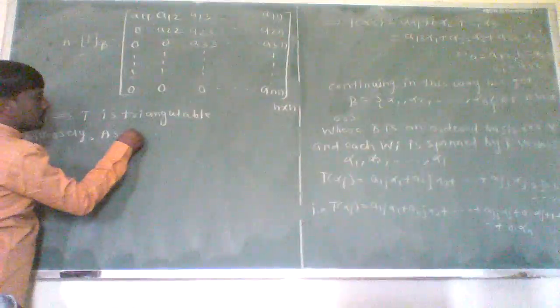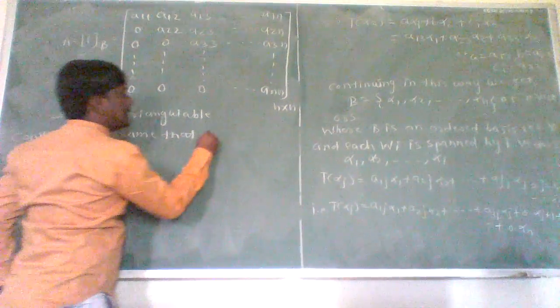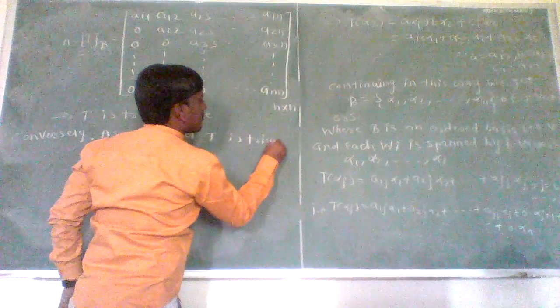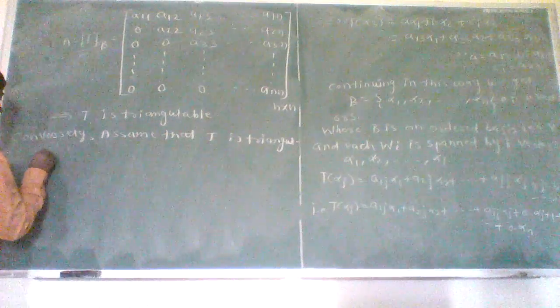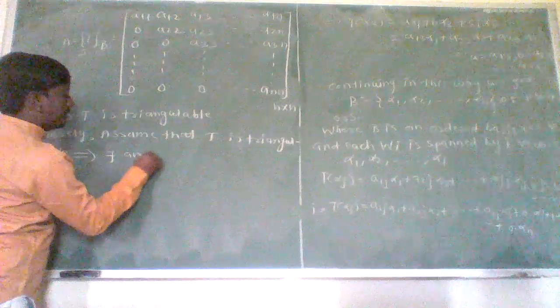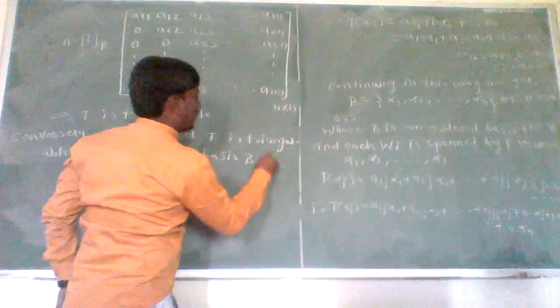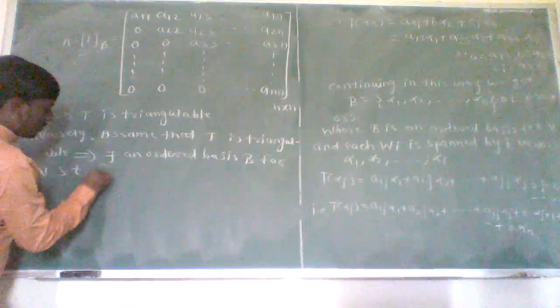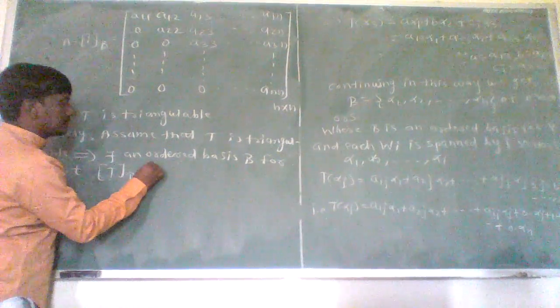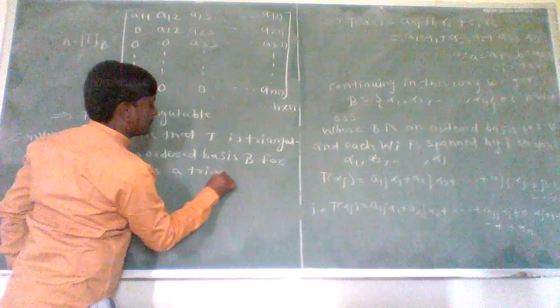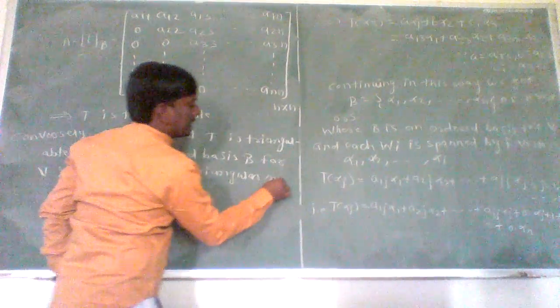Assume that T is triangulable. Okay. As T is triangulable, there exists an ordered basis curly B for V such that the matrix of linear operator T with respect to basis B is a triangular matrix. Let us suppose this matrix is A. That triangular matrix will be A. Then it has this form. Okay, so it is of this form.